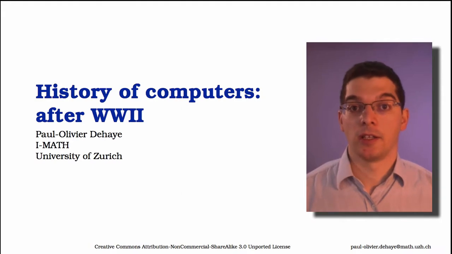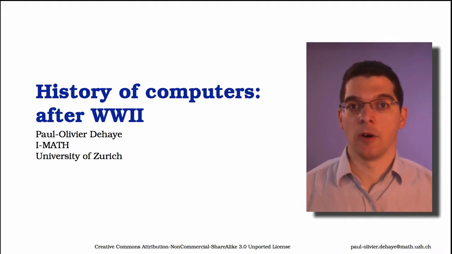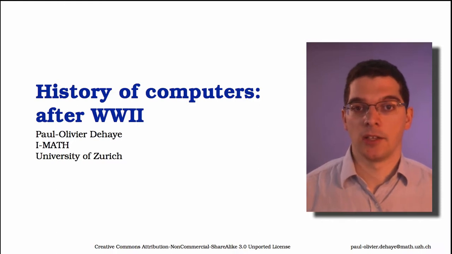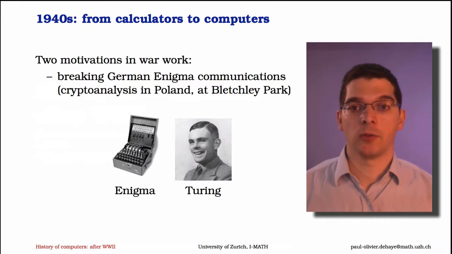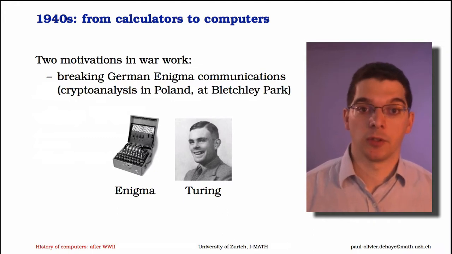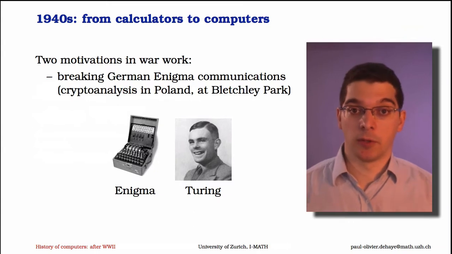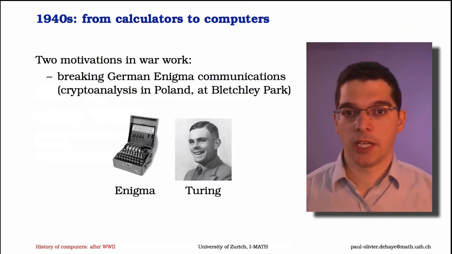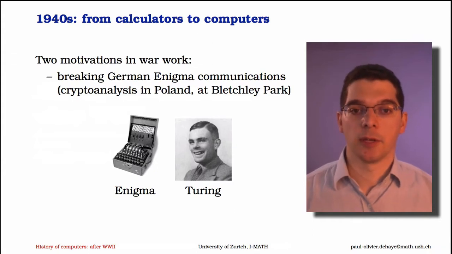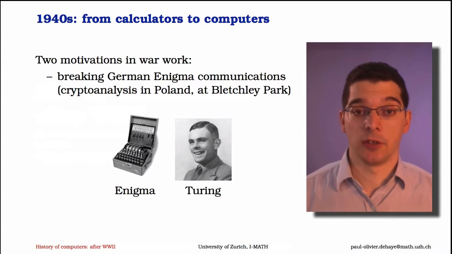So unfortunately, the ignition came from the war. And actually, there were two purposes for using computers during the war. So the first one is breaking German communications. This was first done by Poles, so people in Poland, and they were doing cryptanalysis of German communication, and then later it was done by people at Bletchley Park in the UK, people such as Alan Turing.